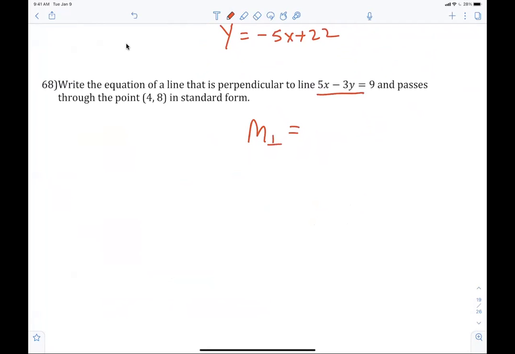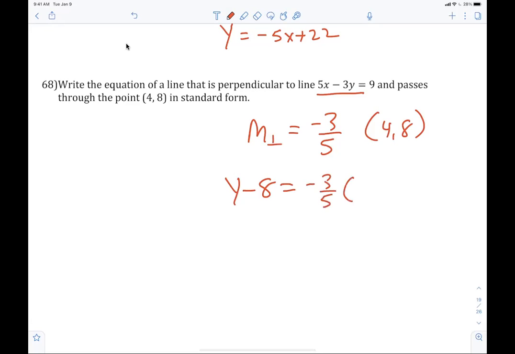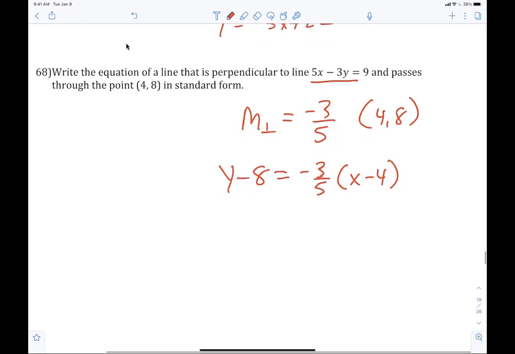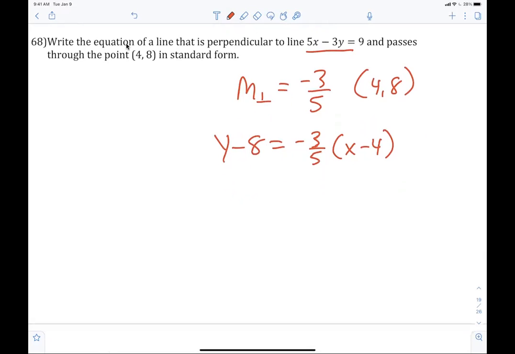-3/5. All right, now write the equation. y minus 8 equals 3/5 times x minus 6, or negative. Okay, and then y minus 8 equals... So what am I doing? I'm going for standard form.